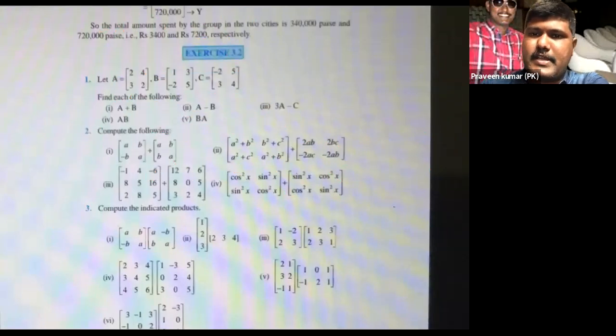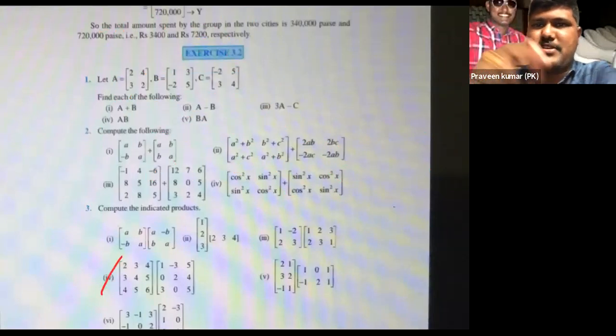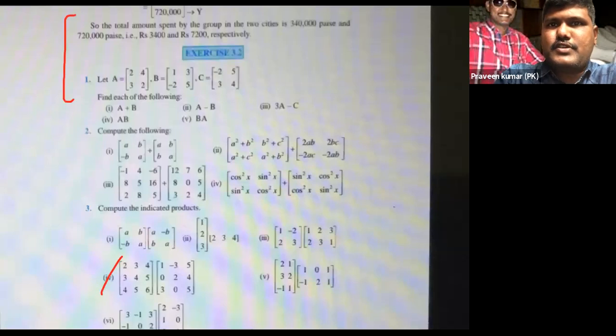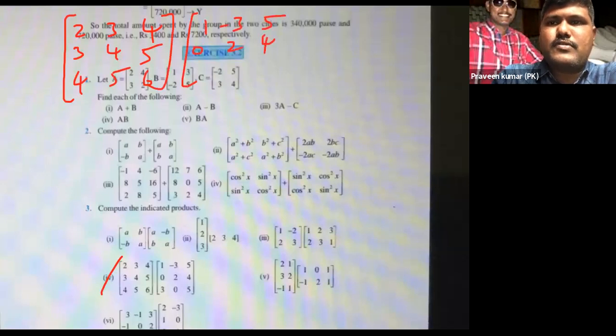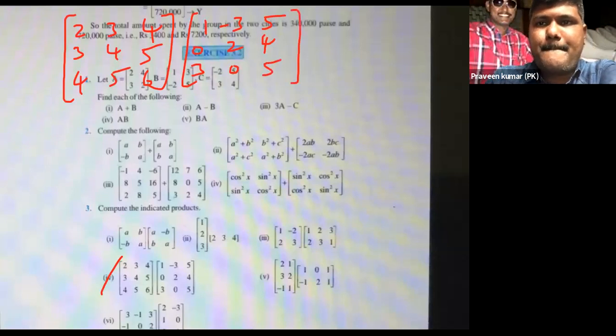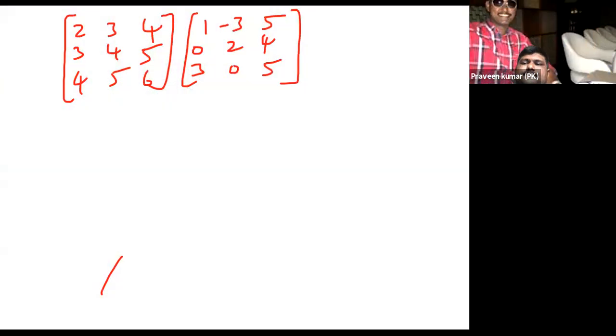Fourth one you are trying, correct? Big one, 3 by 3 multiplication. Do slowly. 2, 3, 4, 3, 4, 5, 4, 5, 6, into 1, minus 3, 5, 0, 2, 4, 3, 0, 5. Try everyone.